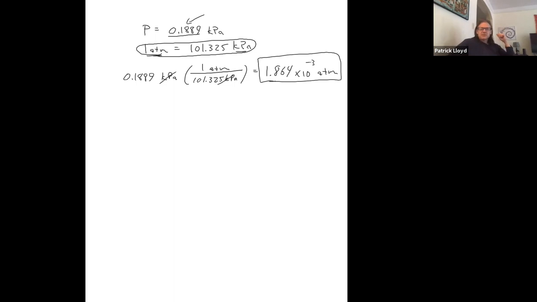But I don't know what breathing iodine, even at that low pressure, will do to you. It might be toxic for all I know. I'm not sure. Okay. So there you go. So there's a unit conversion.